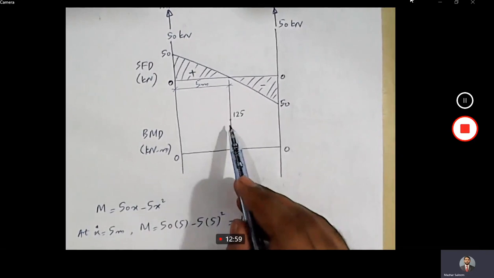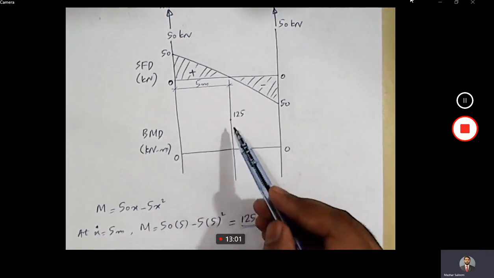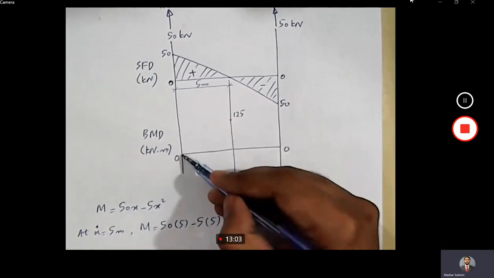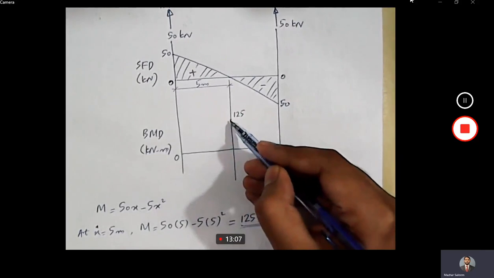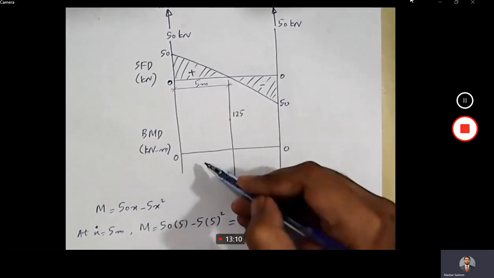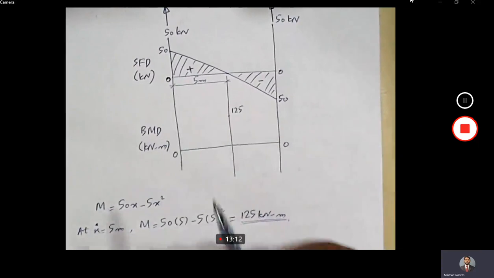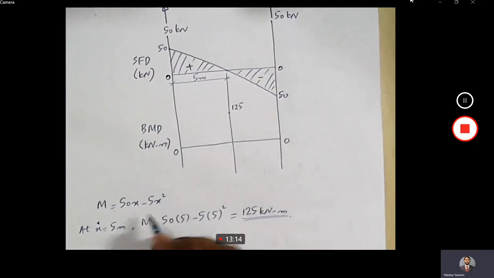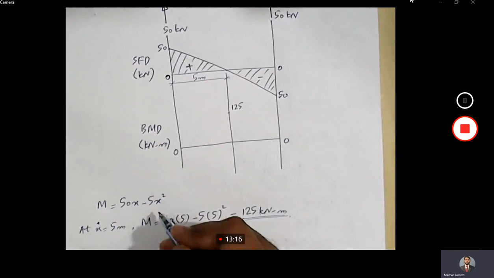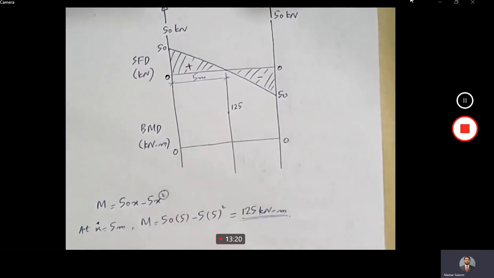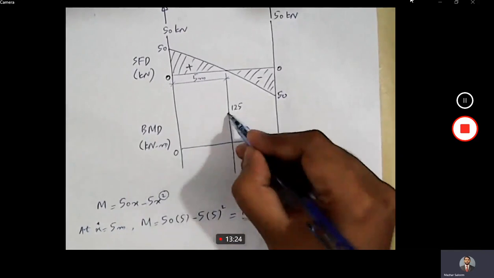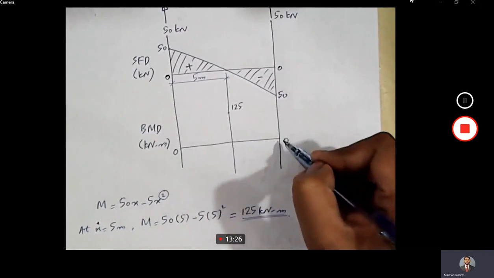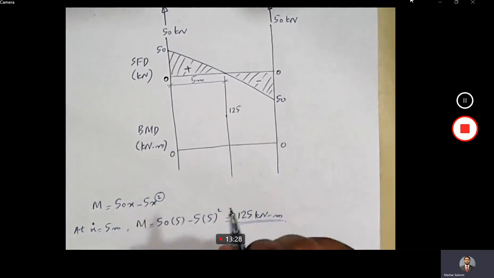Now the next question is how should I join this point to this point, whether it should be a 0 degree line or first degree line, like a straight line, or second degree, or what. For that, we will have to look at the equation of bending moment. What is the highest degree of X in this expression? It is 2. So it means that from this point to this point and this point to this point will be joined with a second degree line.